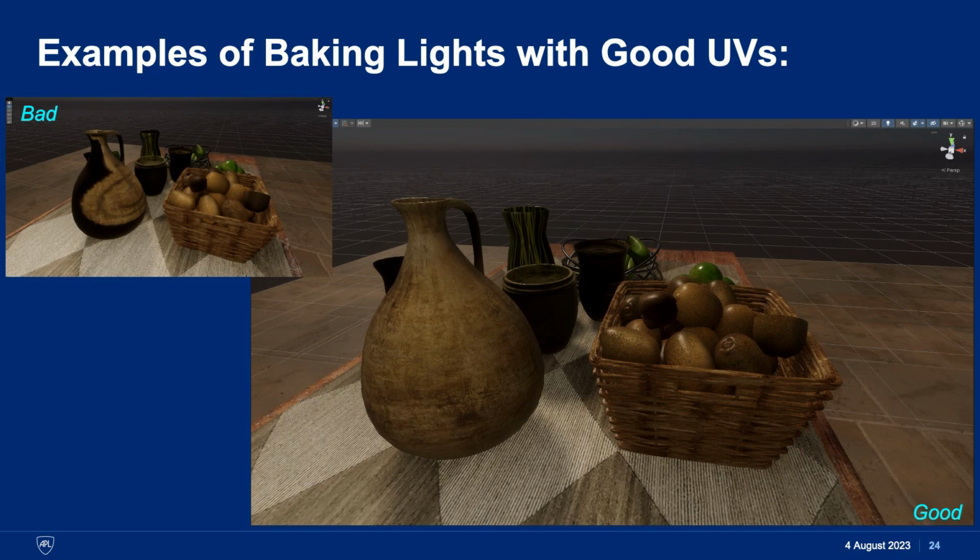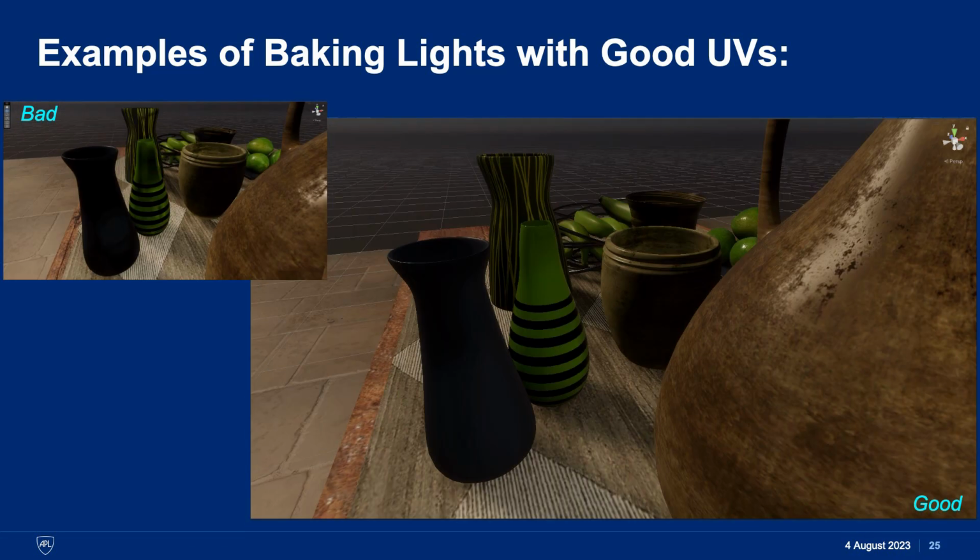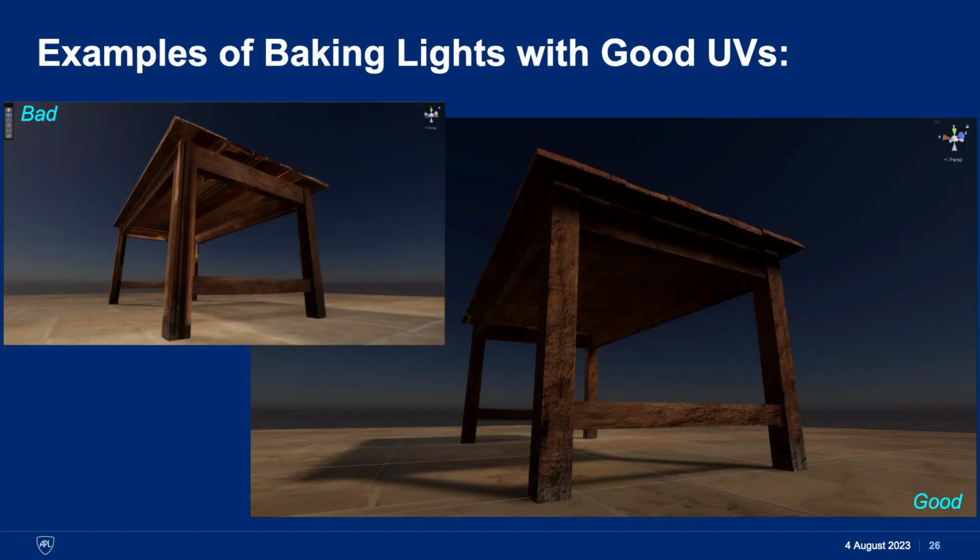Definitely feels a lot better. The striped vase, you'll notice, actually looks like a striped vase now. It doesn't have weird splotches. And same thing for the vase in the foreground. Let's go check this out. The bottom of the table is actually in shadow. We don't have those strange bright spots that we saw.